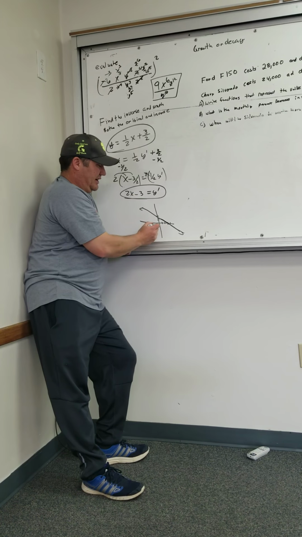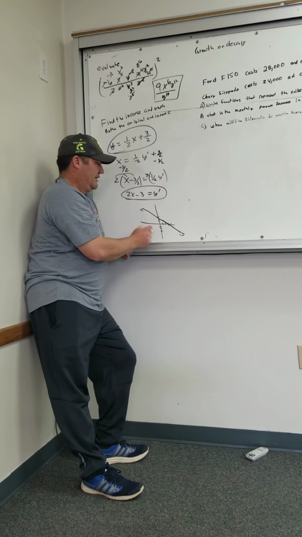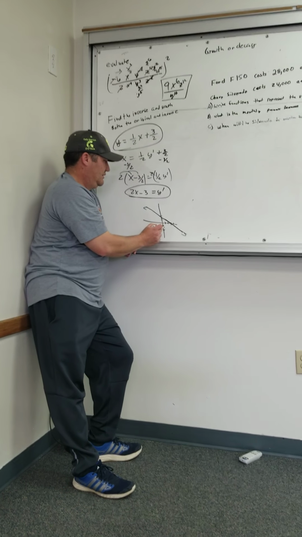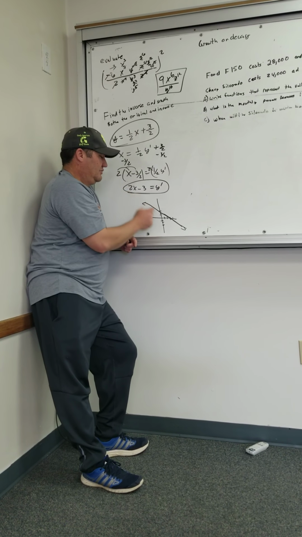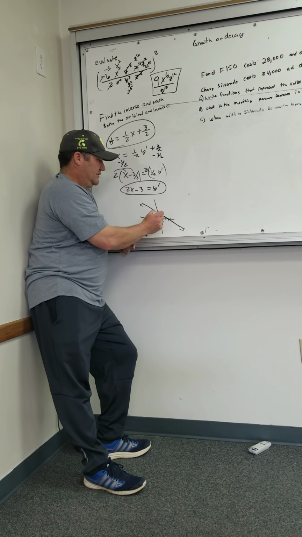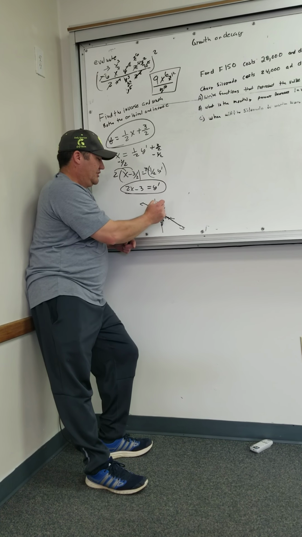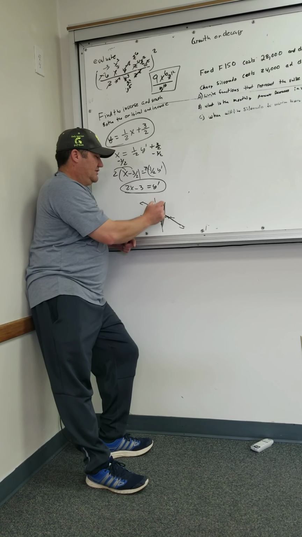Then this one starts at negative 3, and it goes up 2 and over to the right 1. Up 2 and over to the right 1. So this one's a little steeper. Sorry, I marked that point wrong. This one's a little steeper. I should have probably gone there, sorry. So it goes through there.